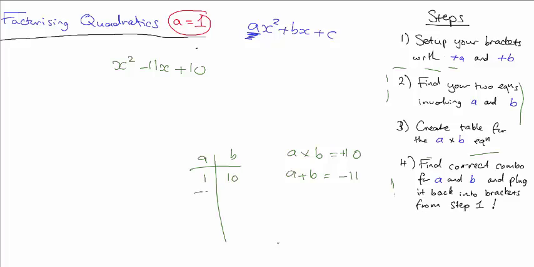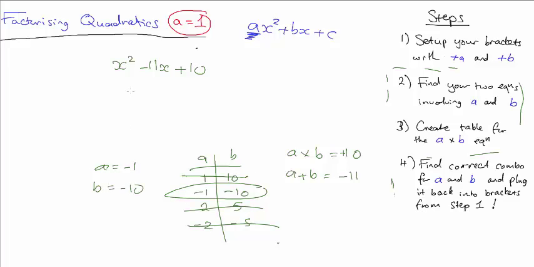So we could have 1 and 10, but we could also have minus 1, minus 10. We could also have 2 and 5, and we could have minus 2, minus 5. Then these have to add to give us minus 11. That adds to give us plus 11. Here you go, that one adds to give you minus 11. And don't bother checking these afterwards. Once you've got the right combination, you've got the right combination. So this factorizes to that.